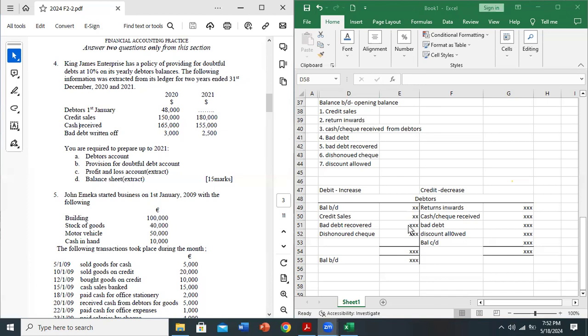Okay. But any question on the debtors account before we continue, from any of you, Ethan, Blessing, Kenneth, Sylvester? Any question on the debtors account?